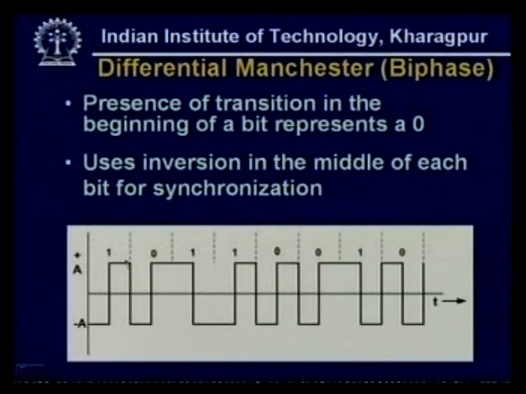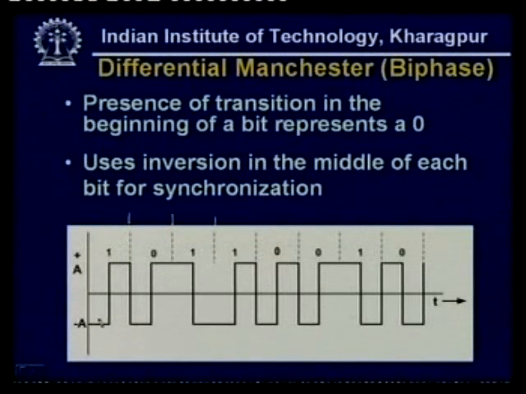Let us see the other one, the differential Manchester, which is known as biphase encoding. Here the presence of a transition in the beginning of a bit position represents a 0. That means a transition in the beginning of a bit position, this is the beginning of a bit position, this is the beginning of a bit position, this is the beginning of a bit position. If it is a 0, then there is always a transition in the beginning. For example, here there is a transition, but it can be from high to low or low to high, there is no distinction. If it is 1, there is no transition. So it depends essentially on the previous bit.